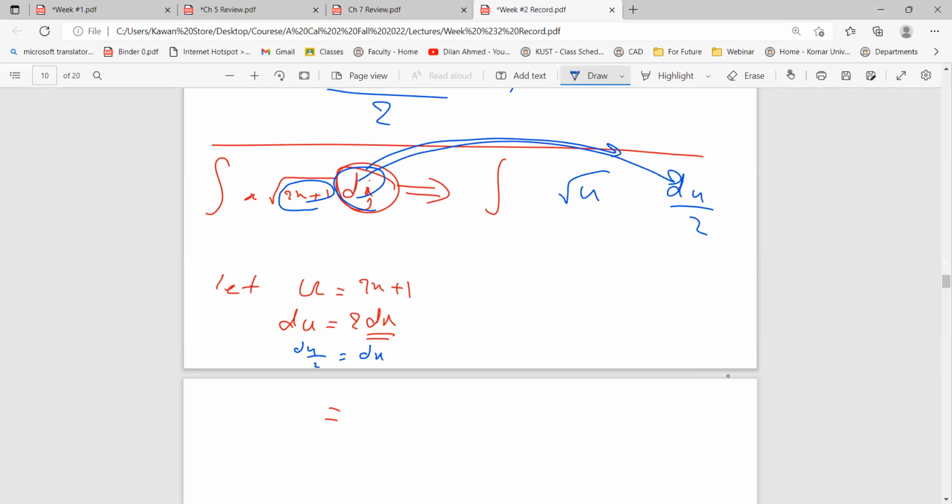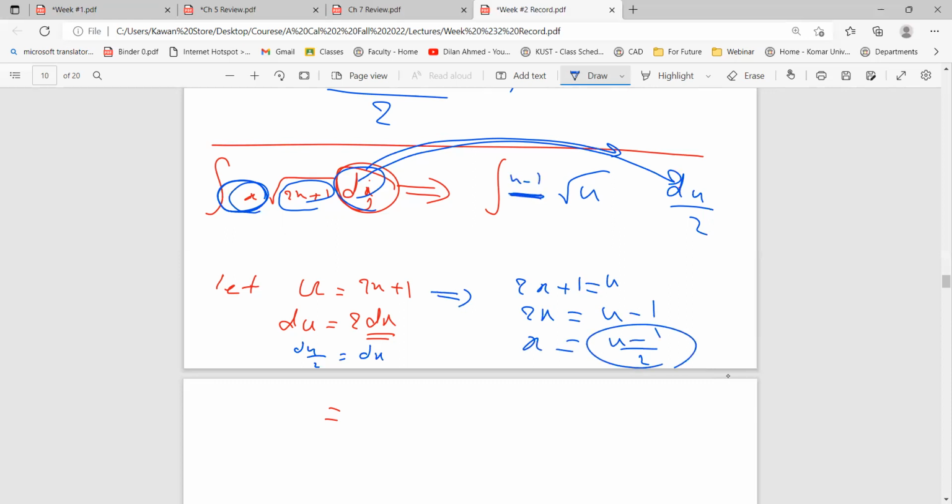Again, now it remains what to change? Only the single x, right? So it's equal to what? From here, I say 2x plus 1 equal to u. So 2x is equal to u minus 1. So x is equal to u minus 1 over 2. Am I right? So I'm going to write here u minus 1 over 2. Do you have any problem with it? Do you understand? We change every single x to u, dx to something du, square root to square root of u.